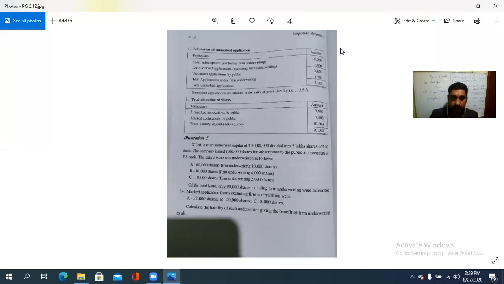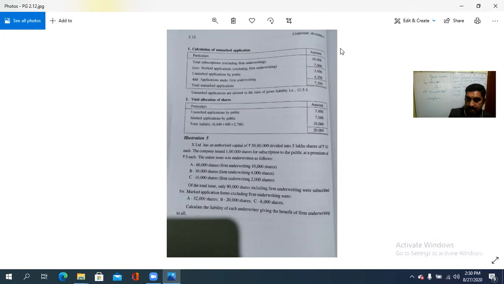We will look into this problem. X Limited has an authorized capital of 50 lakhs divided into 5 lakh shares of ₹10 each. The company issued 1 lakh shares for subscription to the public at a premium of ₹5 per share. Entire issue was underwritten as follows. A, 60,000. Out of the 60, 10 is the firm underwriting. B is 30, out of that 4,000 is the firm underwriting, and C is 10, out of that 2,000 is the firm underwriting.